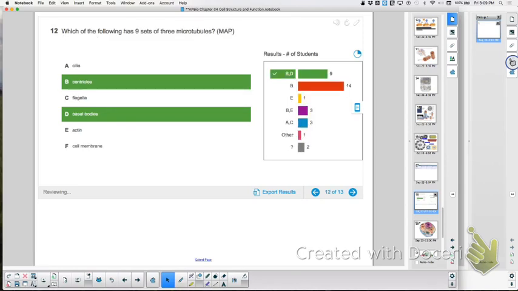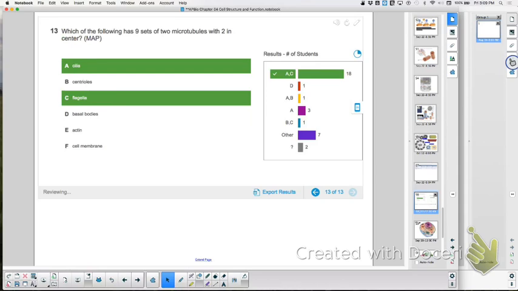Okay. Which of the following has 9 sets of 3 microtubules? Centrioles and basal bodies. What do basal bodies do? Anchor cilia and flagella. Yes. Which of the following has 9 sets of 2 microtubules, 2 in the middle, just cilia and flagella? Centrioles are 9 triplets. Basal bodies are 9 triplets. Cell membrane? No. And that's it on that.